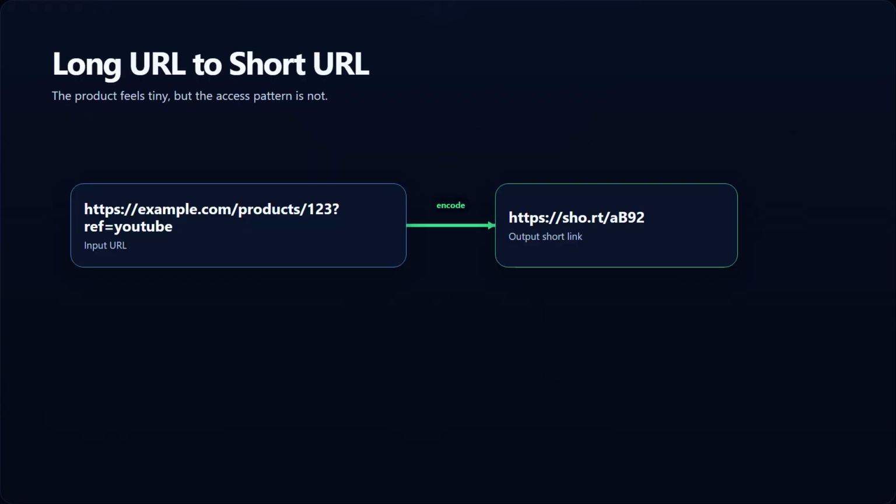On the surface, this product does one very simple thing. It takes a long, messy URL and turns it into something short, clean, and easy to share. And that is exactly why it feels so simple to users. But under that simple idea, there is a lot more going on. So now the question becomes, what does the system actually need to do?